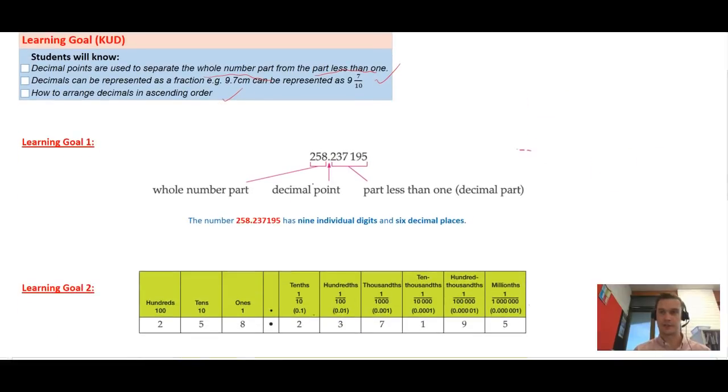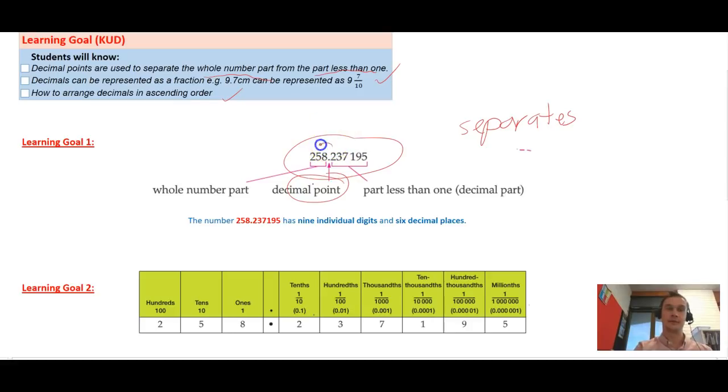So let's first focus here on learning goal 1, which is understanding the point of the decimal point. Now here we have an example of a number, and you'll see that we have 258. We have a point in the middle, which is the decimal point, and then the numbers corresponding from there on to the right. Now what the decimal point does is that it separates a whole number from a part of the number. So in this case here we have our decimal point. It sits there in the middle, or not necessarily the middle, it just sits there.